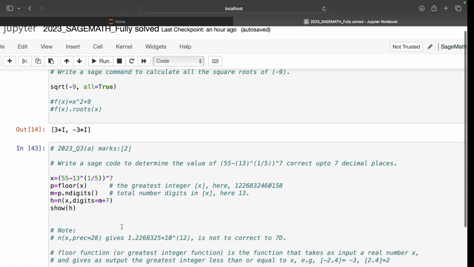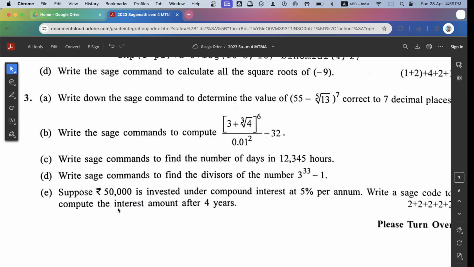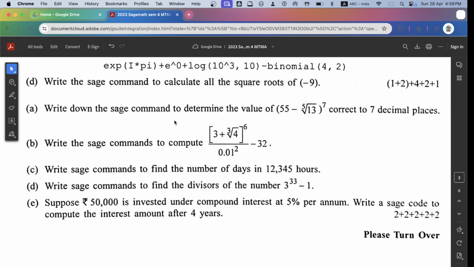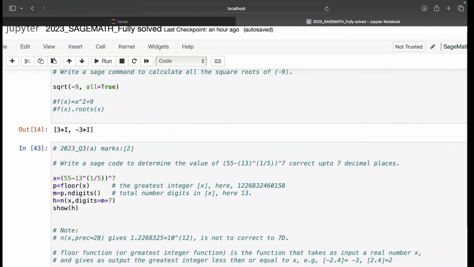Question 3a. Write down the Sage commands to determine the value of 55 minus 13 to the power 1 by 5 whole to the power 7, the fifth root of 13, correct to 7 decimal places. Note this point: 7 decimal places.